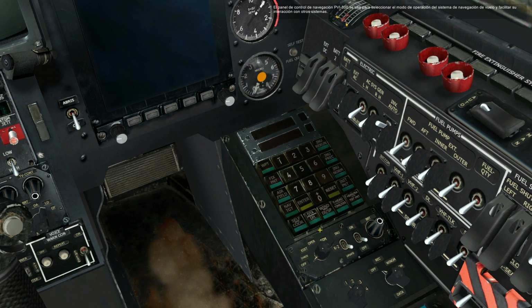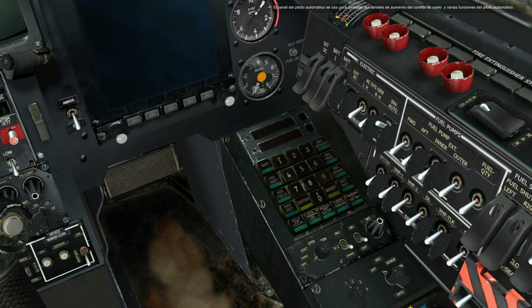The PVI 800 navigation control panel is used to select the operating mode of the flight navigation system and support its interaction with other systems. The PVT 800 data link mode control panel controls ownership identification and the send-receive modes of the data link.